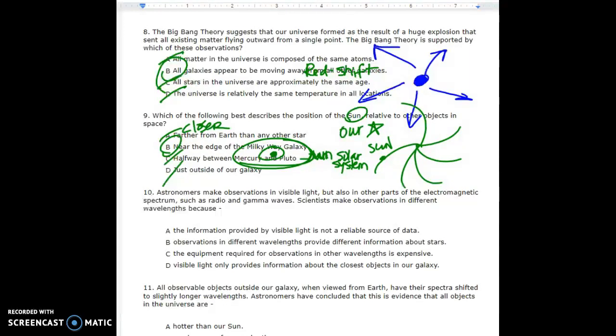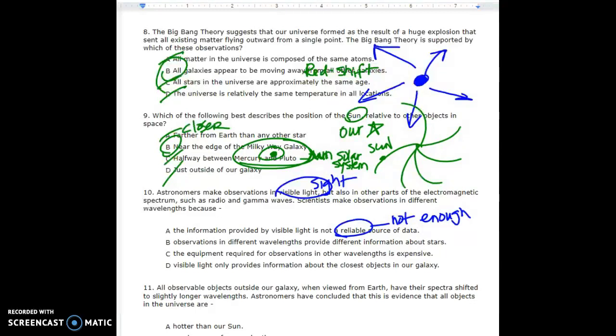Number 10, astronomers make observations in visible light, because that's all we can see. That's sight. But also in other parts of the electromagnetic spectrum, such as radio and gamma rays. Scientists make observations in different wavelengths because, A, the information provided by visible light is not a reliable source of data. Well, I don't think that it's not reliable. It's what we can see, but that's not enough, okay? It's just not enough.